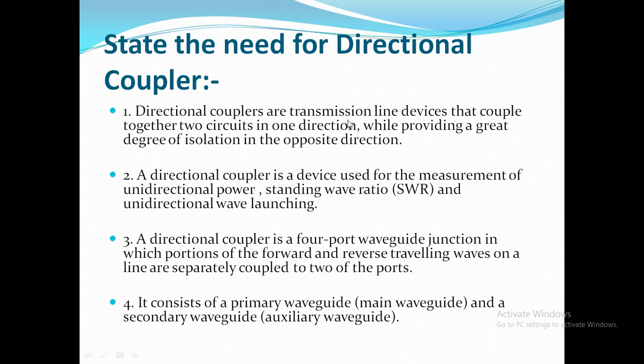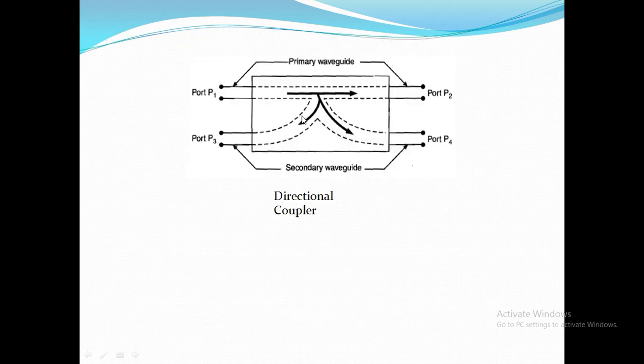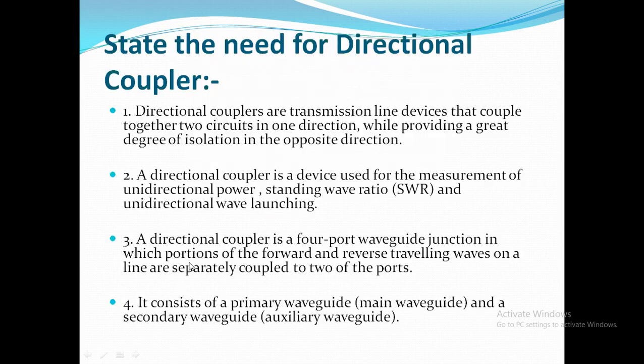Directional couplers are transmission line devices that couple together two circuits in one direction, while providing a great degree of isolation in the opposite direction. By using this, we connect two circuits in one direction. It is a device used for the measurement of unidirectional power, standing wave ratio, and unidirectional wave launching. A directional coupler is a four-port waveguide junction in which portions of the forward and reverse traveling waves on the lines are separately coupled to two of the ports.